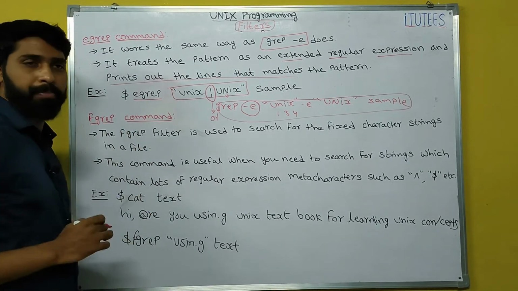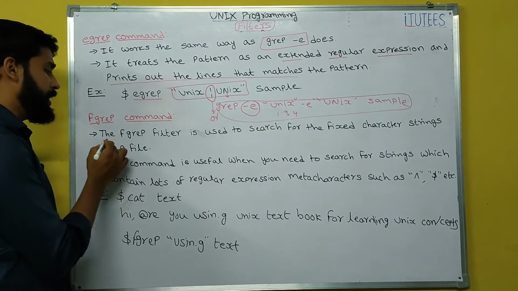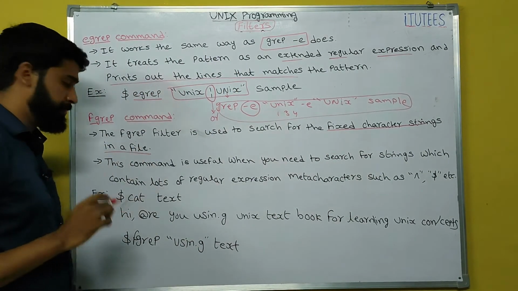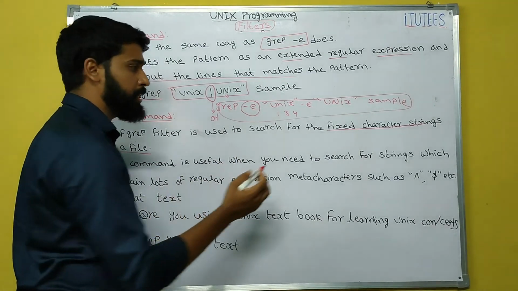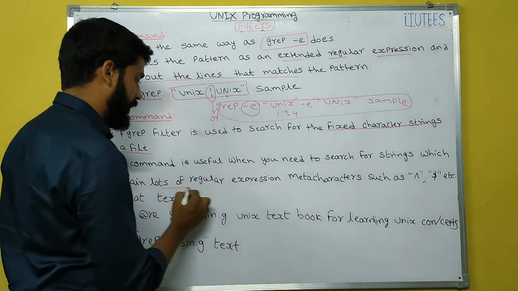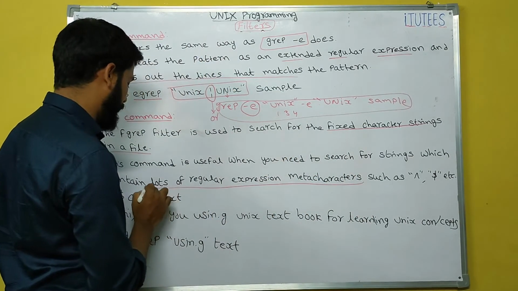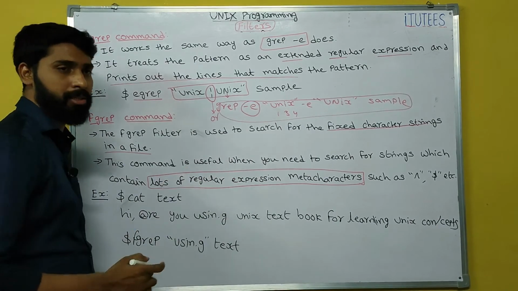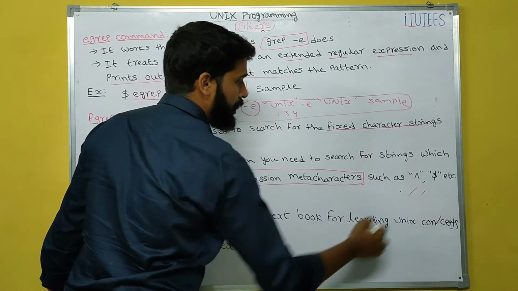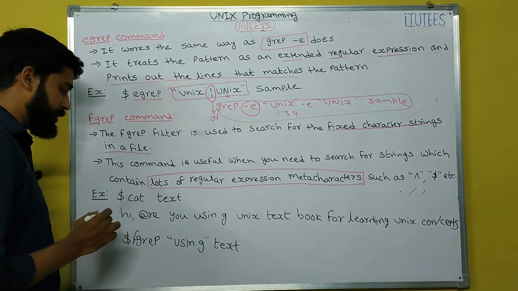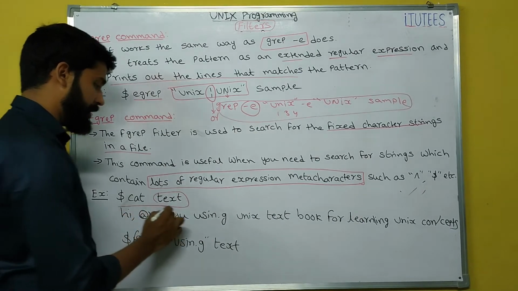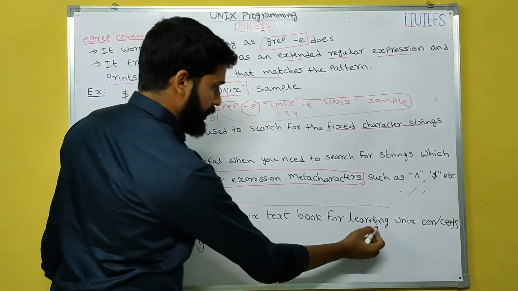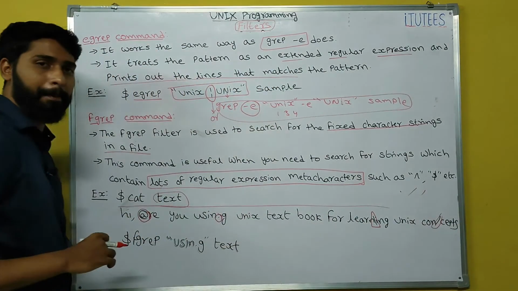So next one, fgrep. Fgrep means fixed grep or fast grep. The fgrep filter is used to search for fixed character strings in a file. This command is useful when you need to search for strings which contain lots of regular expression meta characters. So that means if the file contains lots of meta characters, then we can use this fgrep. Meta characters are nothing but caret, dollar, dot, slash; all these are called meta characters. Okay, so let us assume that this is the text file and this is its content. If you observe, this is the @, this is the dot, this is the slash, and this is another slash. So these are the meta characters.